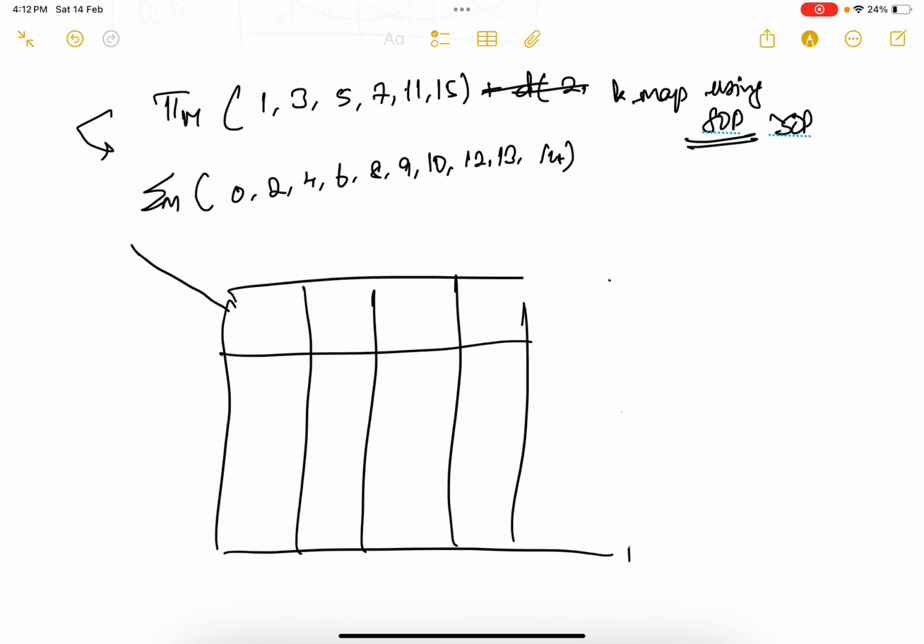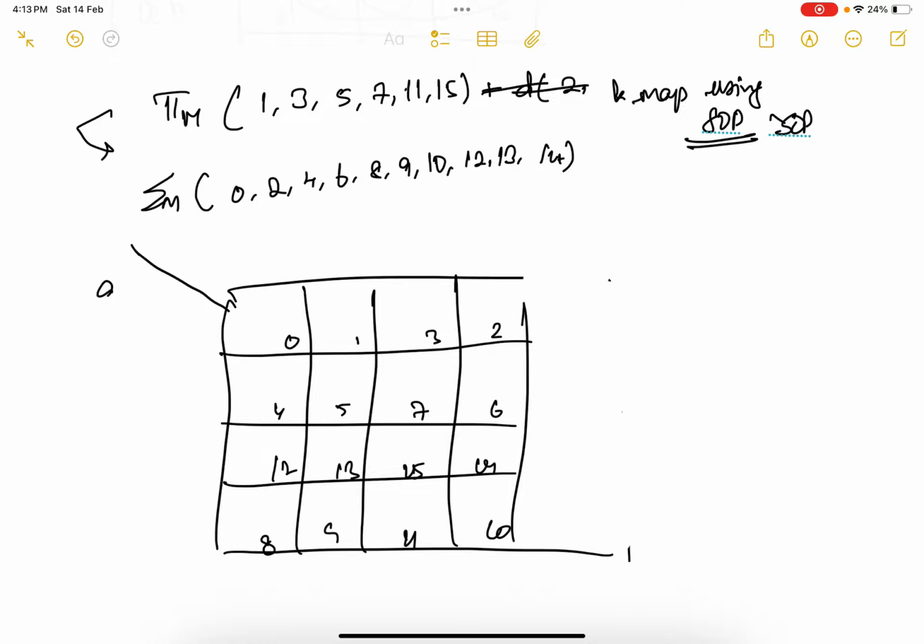Okay, 3, 5, 6, 7, 9, 10, 11, 12, 13, 14 and 15. Okay, and AB, this will be your CD. So 1, 2, 4, 6, then 8, 9, 10, then 12, 13 and 14.